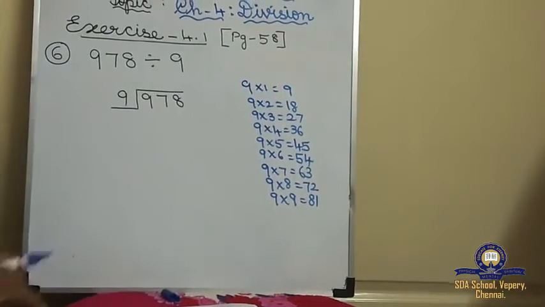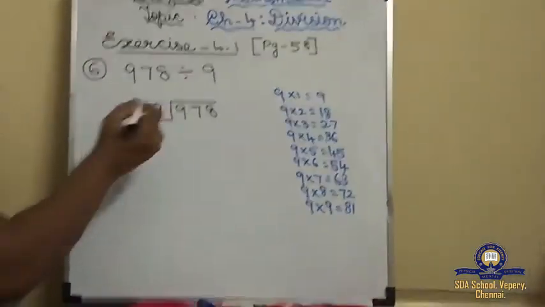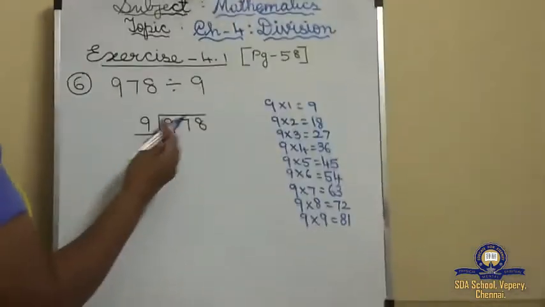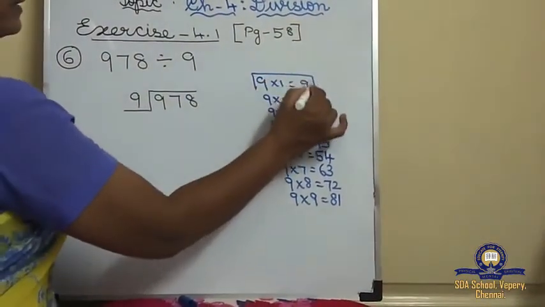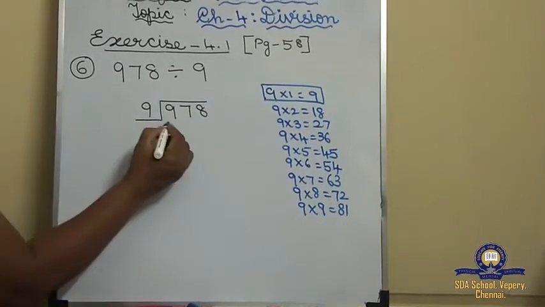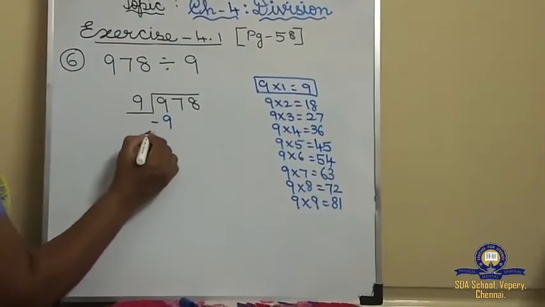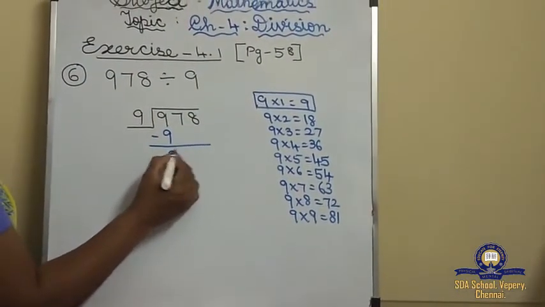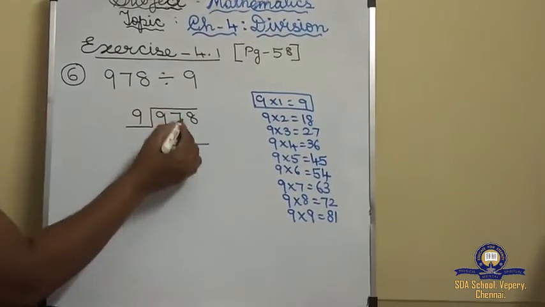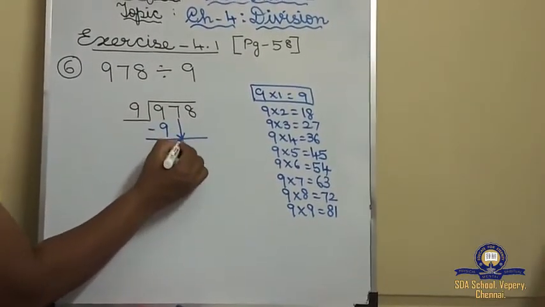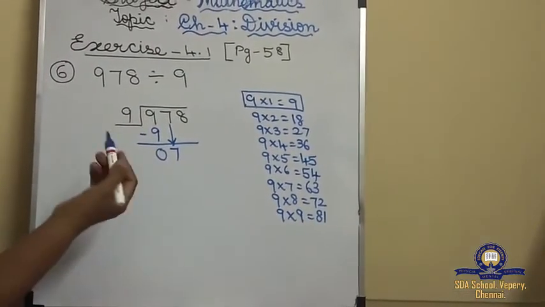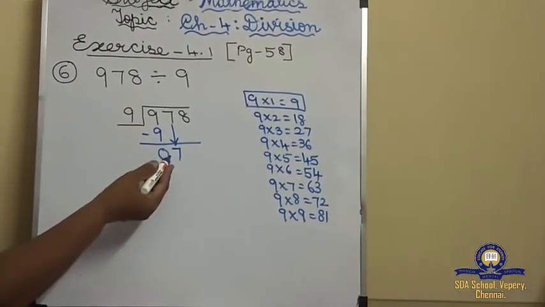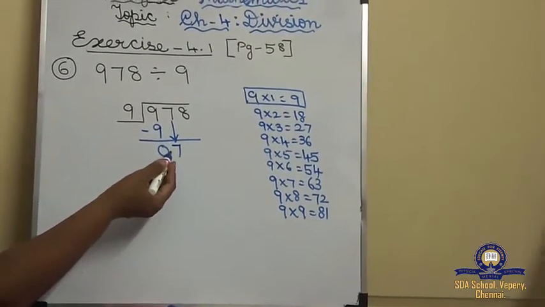Okay children, after writing, first what you have to do? We have to take the first digit 9. So does 9 go in the 9 table? Yes. 9 1s are 9. So 9 minus 9, what, children? 0. So what you have to do? You have to bring the next number down. 7. See, now does 7 go in the 9 table? No, it's smaller than 9.